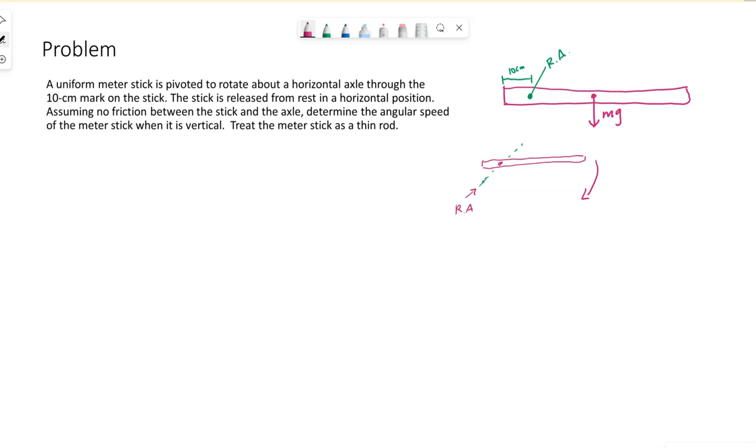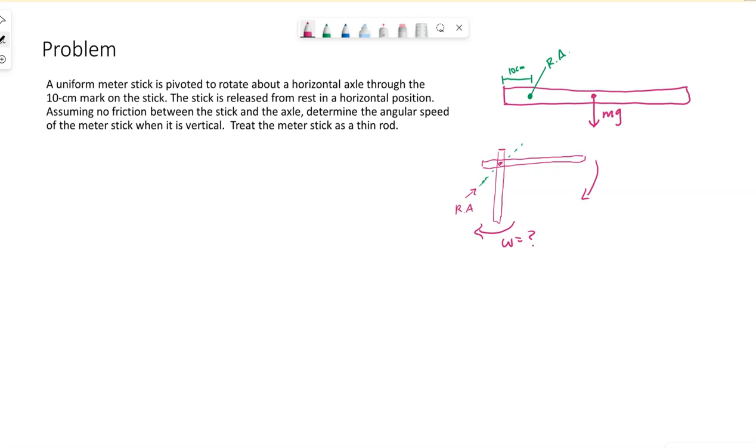The question wants us to find the angular speed of this meter stick when it is vertical. So down here, what is omega is what they're asking. So it rotates downwards. At the moment the meter stick is swinging through this vertical orientation, what is its angular speed?